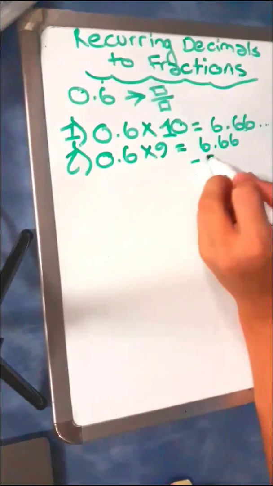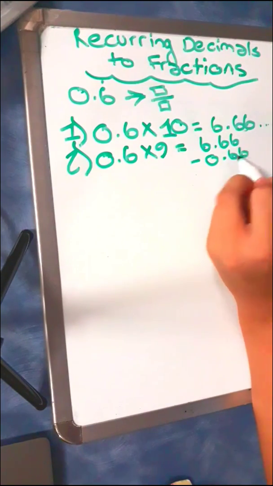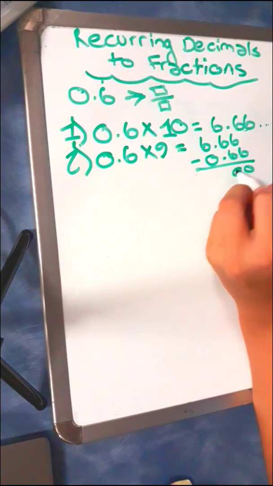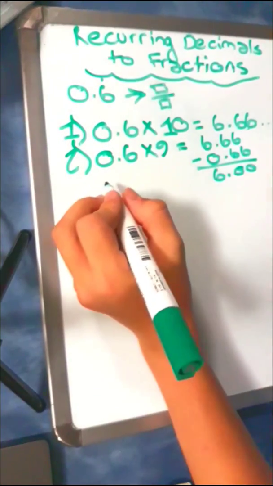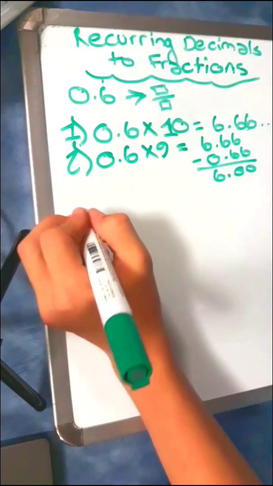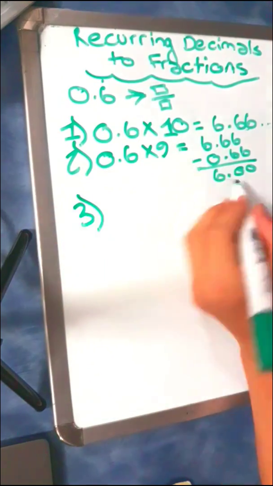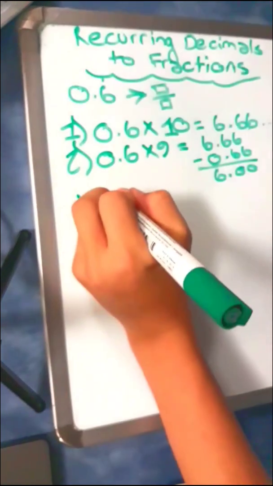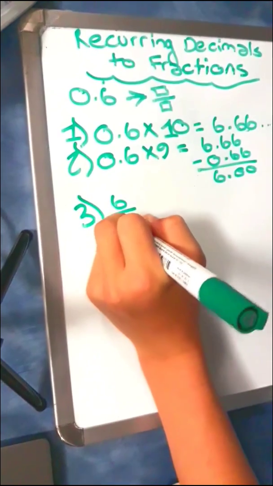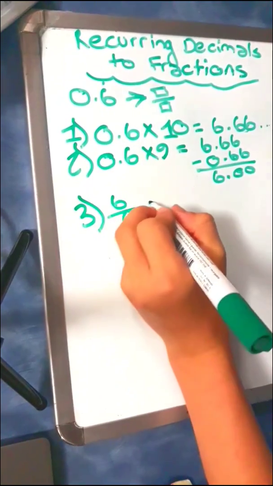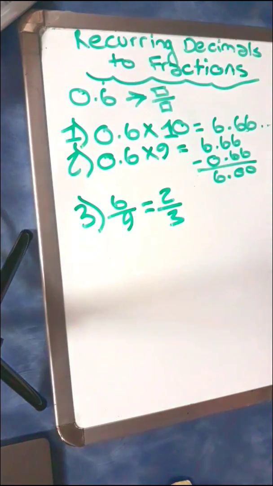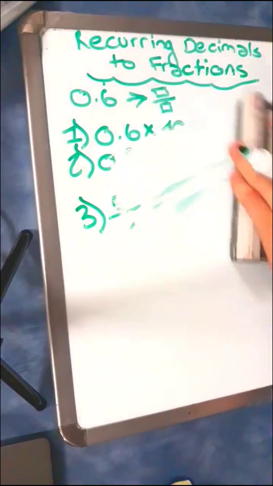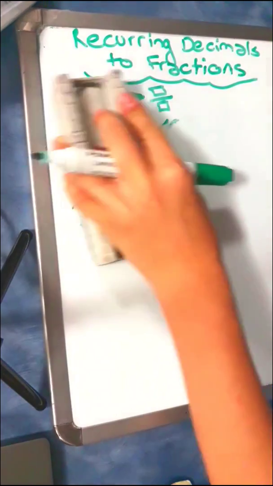Take away 0.66 gets us to 6. And then from there, we need to turn that into a fraction. So that's a whole number. We put that over 9 because we times by 9. That can be reduced down to its lowest terms of 2/3. So that's one decimal place recurring. Hopefully you all got that.